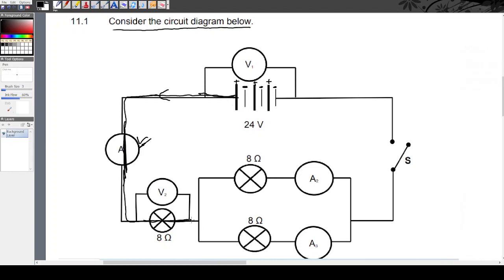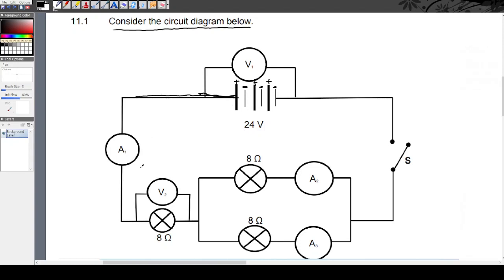It remains the same. Remember, if we have resistors that are in series, they are in this format: R1, R2, R3. If they are in this format, we say they are in series. So the current is the same at this point, and it's also the same at this point, and also the same at this point. So it means the current for this 8 ohm resistor is the same as the current that is read here by the ammeter. Why? Because the 8 ohm resistor is in series in the circuit. I hope that part is making sense.